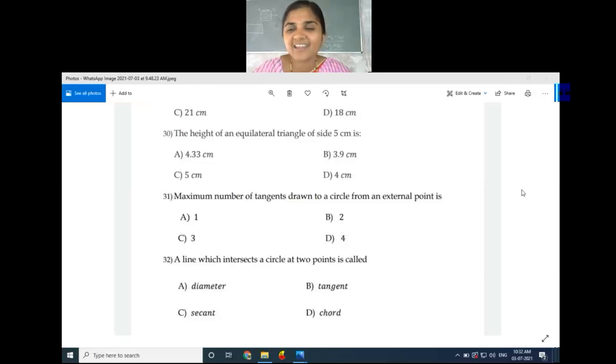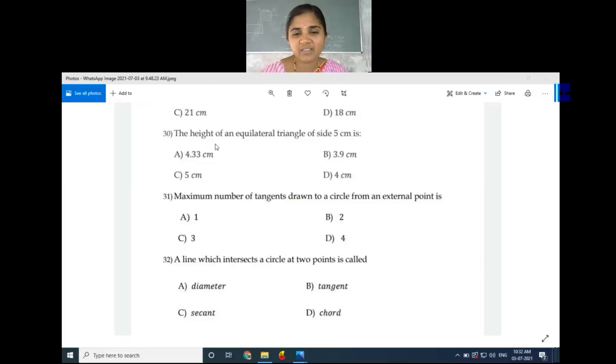Rashmi, can I get Rashmi once? Yes, Mataji. Which method you applied? Pythagoras theorem, Mataji. Pythagoras theorem only, no? Yes. Sahana? Can I get Sahana? Sahana is not ready to speak. It's okay. So we'll move on to the next question.